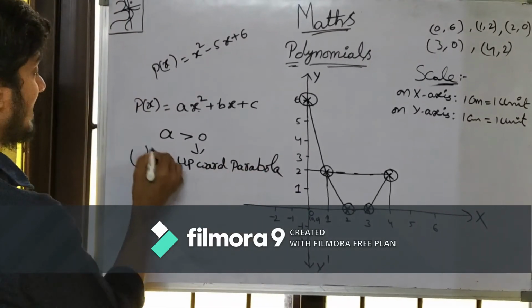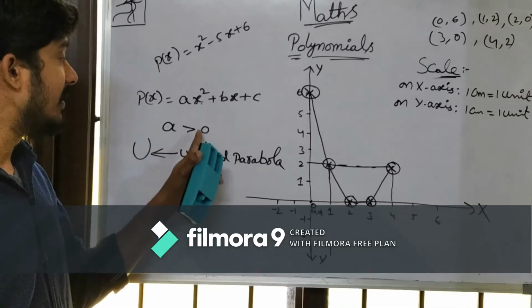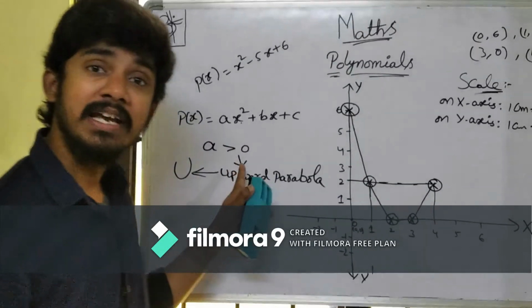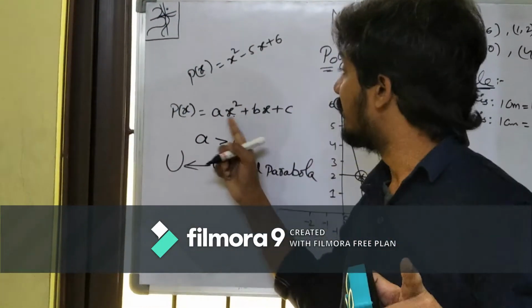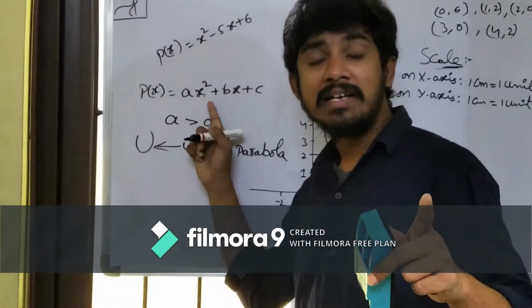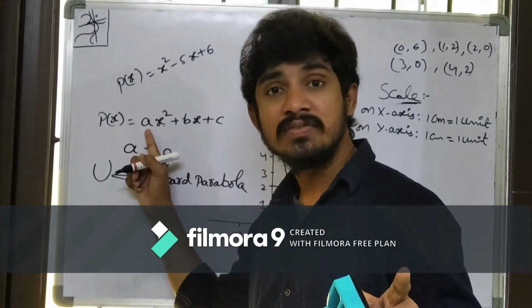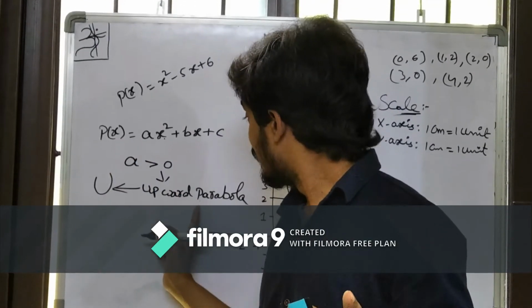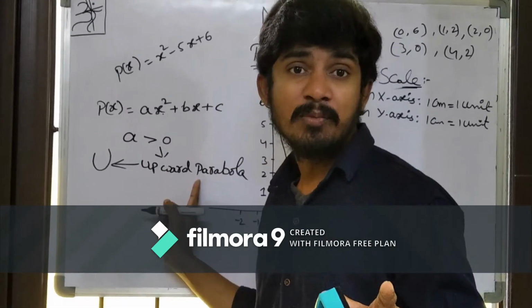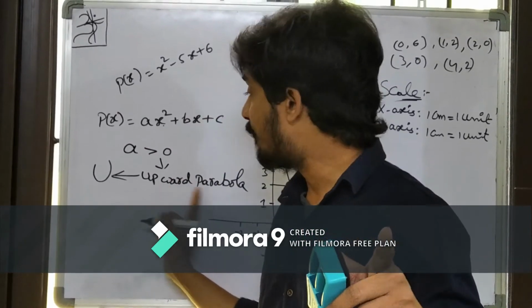Upward parabola means like this one. If a is greater than 0, meaning the x square coefficient in the polynomial is positive in nature, then the graph of the polynomial p of x is an upward parabola, like this one.